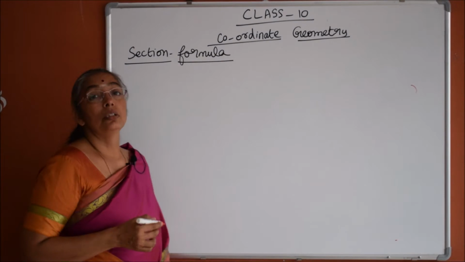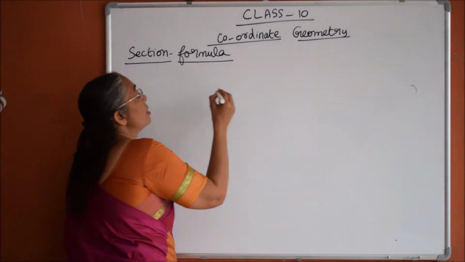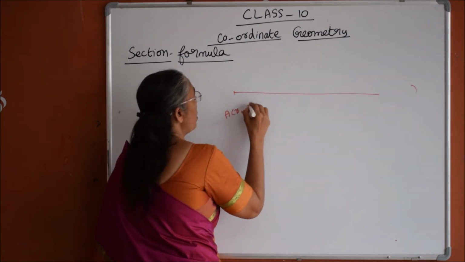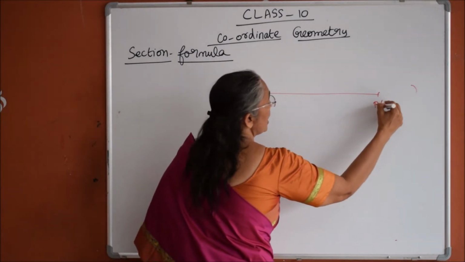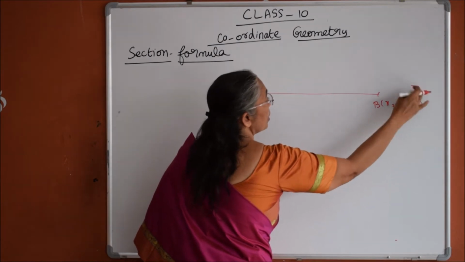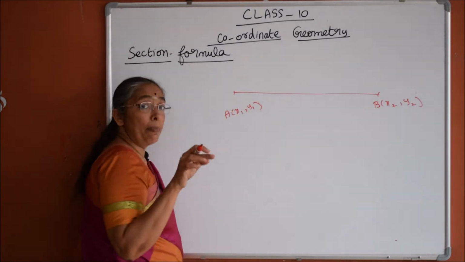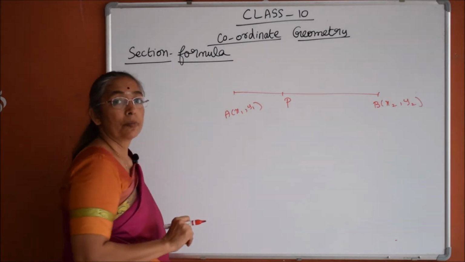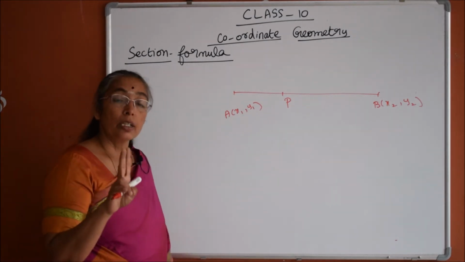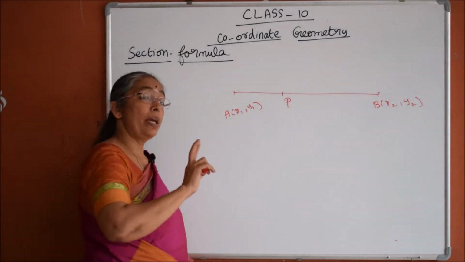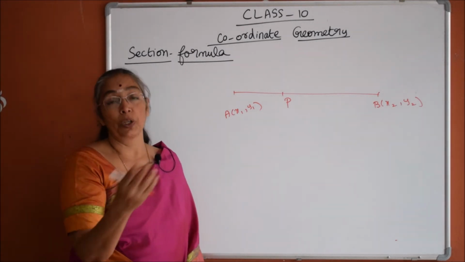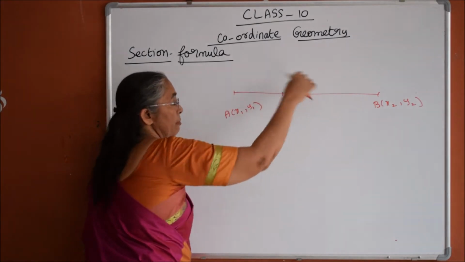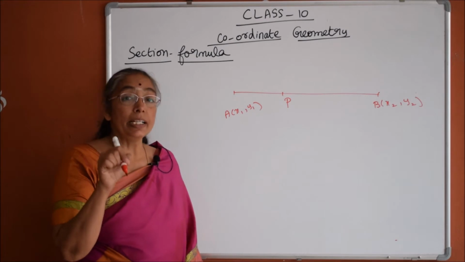Section formula. What is section formula? Consider two points A (x1, y1) and B (x2, y2), and let P be a point in between A and B. There are two cases. P can be in between A and B, or P can be exterior to A and B also. The line segment joining AB can lie outside the line segment, that is, an extended line segment. But we will learn now only the internal ratio.